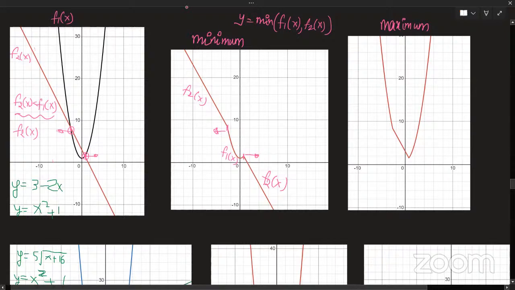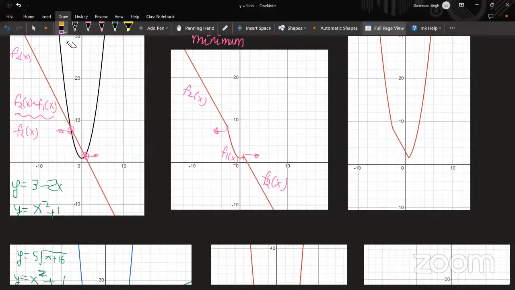Like, what are you asking about f1 of x? Can you ask your question again? Sir, in the middle. See, what is happening is, I'll just erase whatever I have written here.